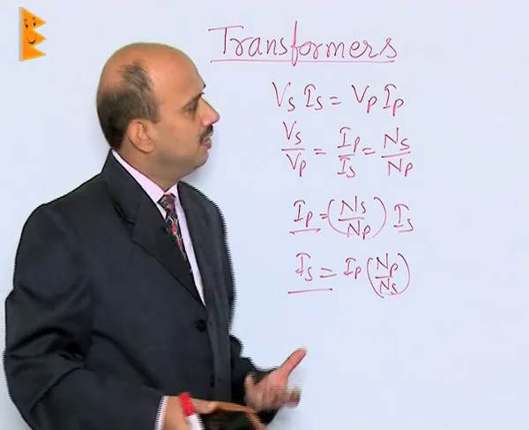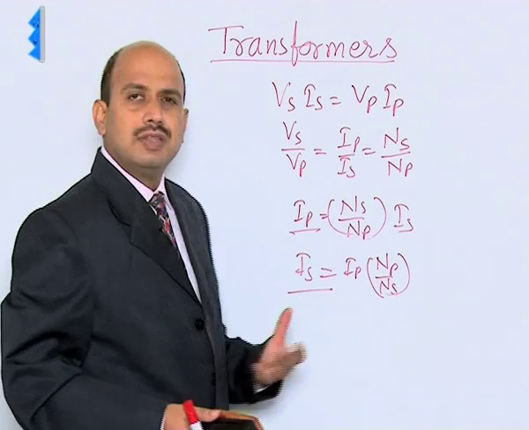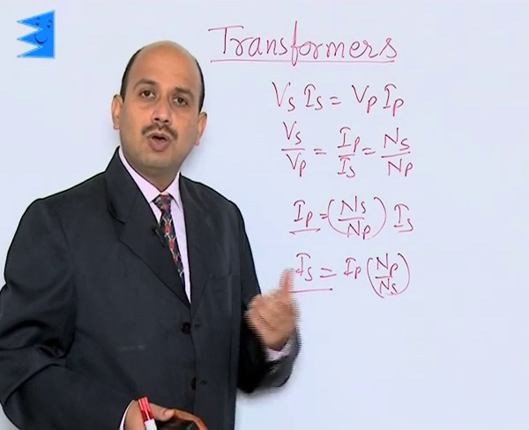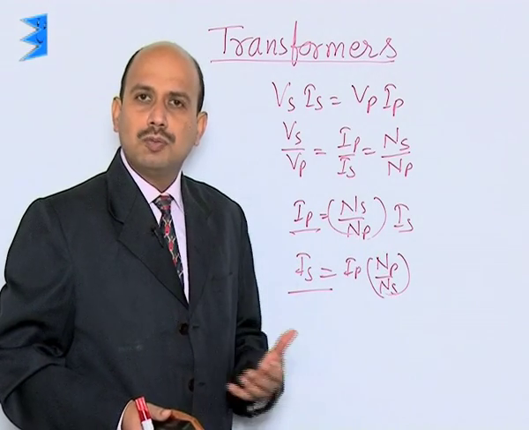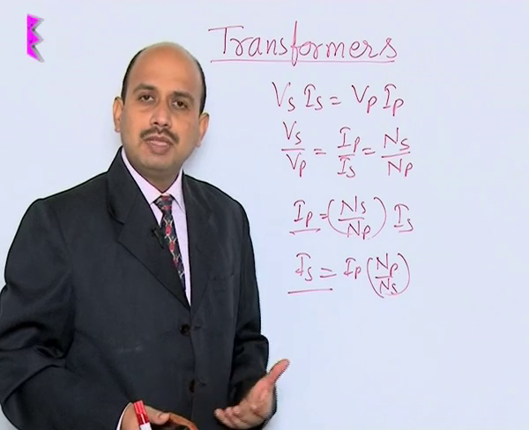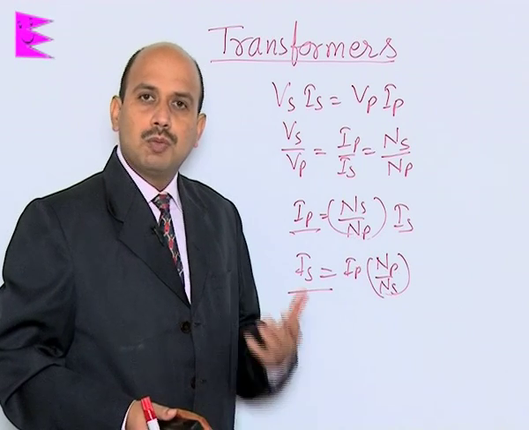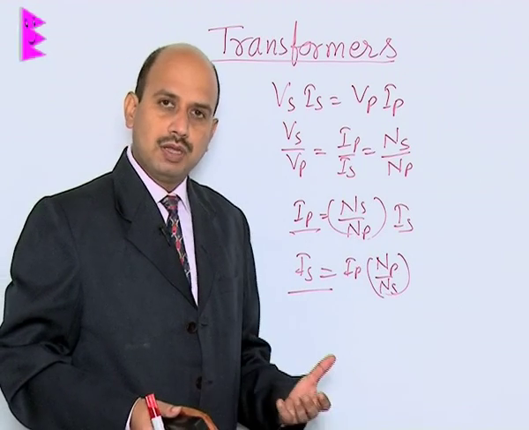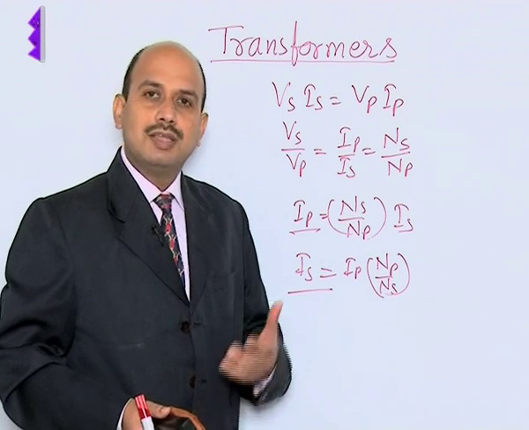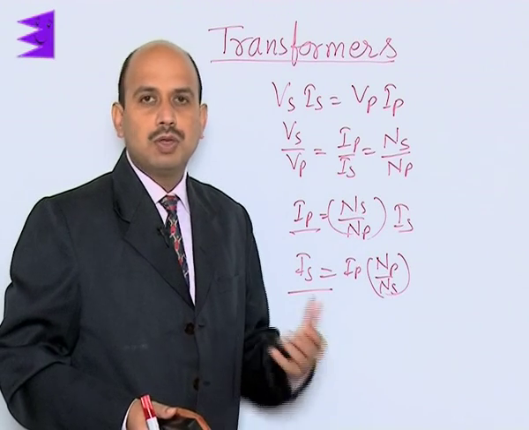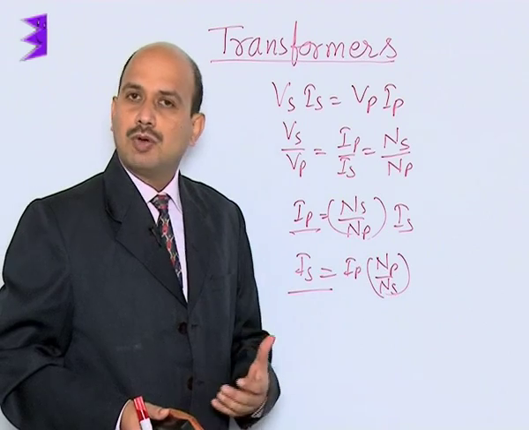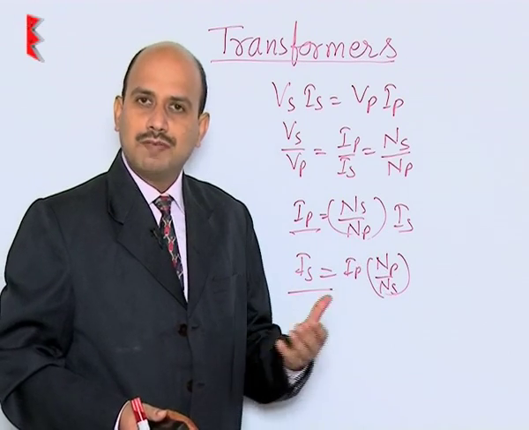But in this device, the transformer, there are some sources of energy loss. One reason may be flux leakage. If the winding of the coil is not done properly, the flux may go out, or flux leakage may take place. Because of that, an effective transformer cannot be made, or there is loss of energy.